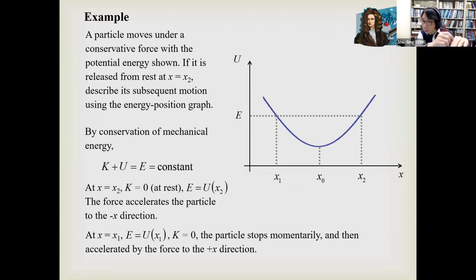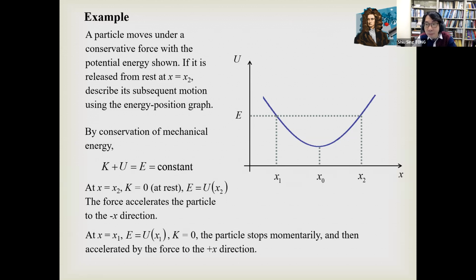And so it stops there momentarily, and then it slides down again, right? And it goes back to its original position. And then it just slides back and forth between the two sides. Assuming no energy is lost, it keeps moving back and forth, and that becomes an oscillation.